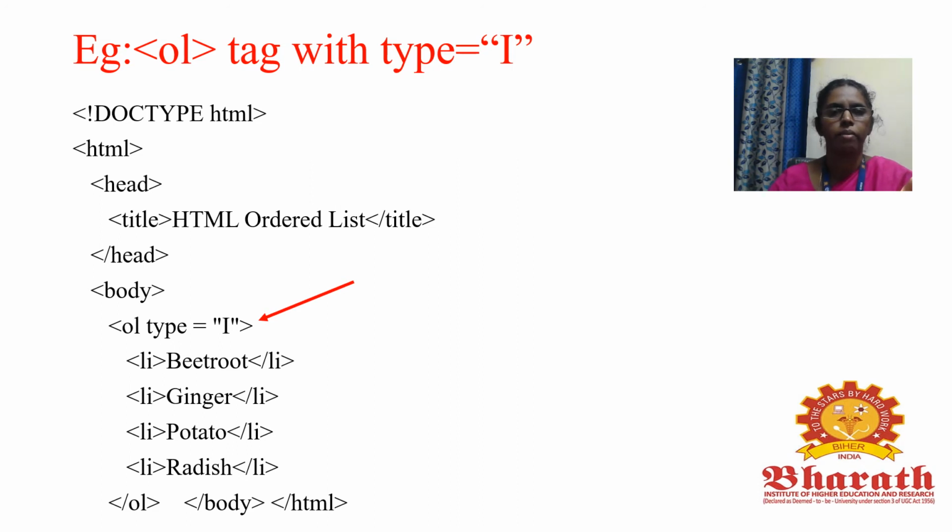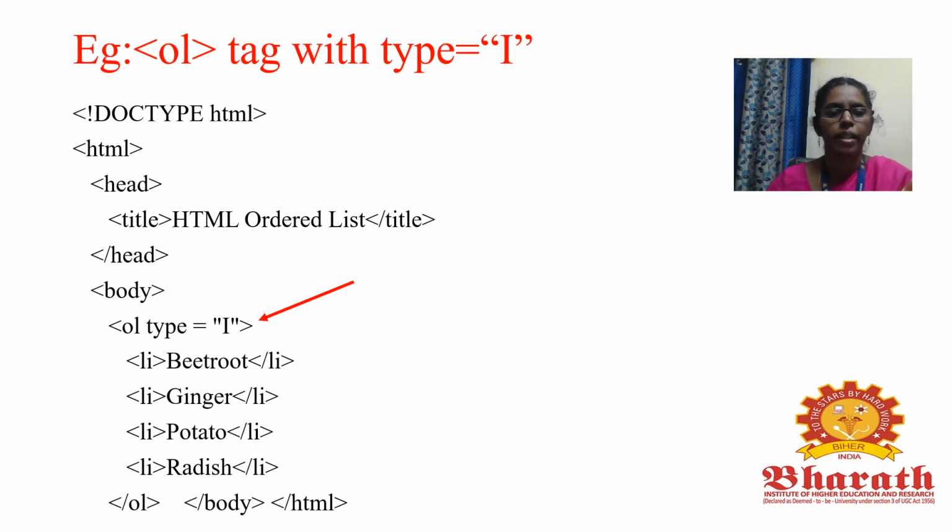For that what can we do? The same coding we are using. So within the head we have to write the title. Then after that we have to write the body part of the HTML. Within the body part we have to mention OL type is equal to capital I. Capital I is nothing but uppercase Roman letter.